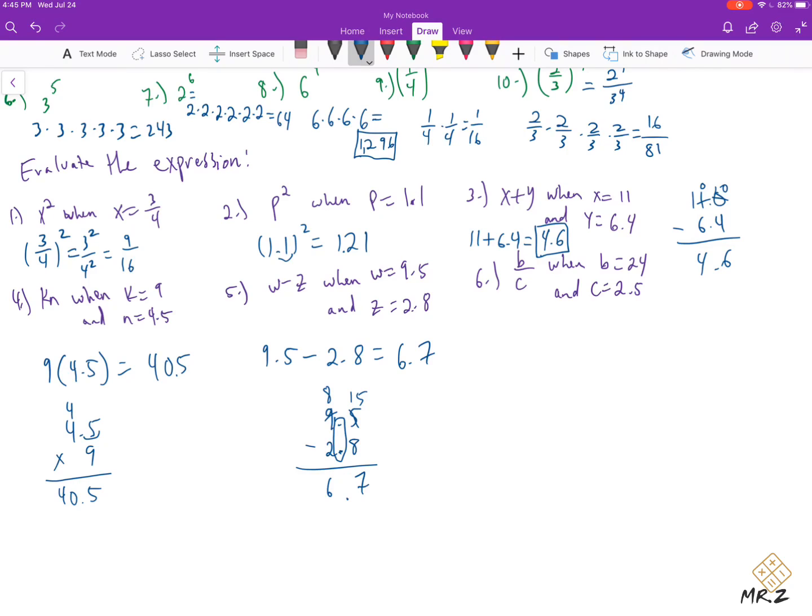b over c, that means b divided by c. b is 24 over c, which is 2.5. Again, 24 divided by 2.5 gives you 9.6. Because you're dividing by 2.5 and not 25. 24 divided by 25 is 96.